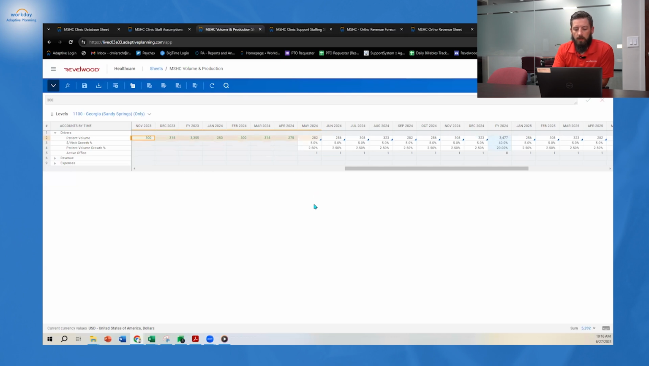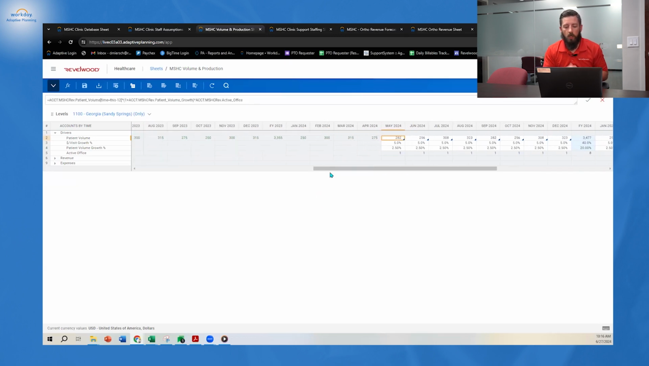In this case, we're looking at trending actuals from history, going back to the 12 months prior and applying a 2.5% growth rate on this metric. Again, that is coming from some general assumptions from history. And then we have that active office flag you can see here. That drives some additional calculations. Again, that flag is coming from that original clinic database assumptions sheet.